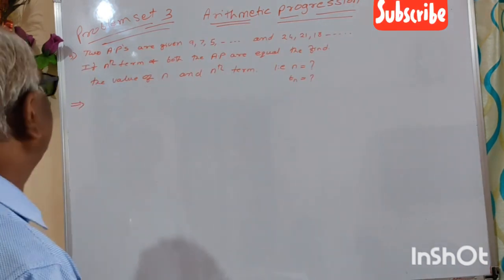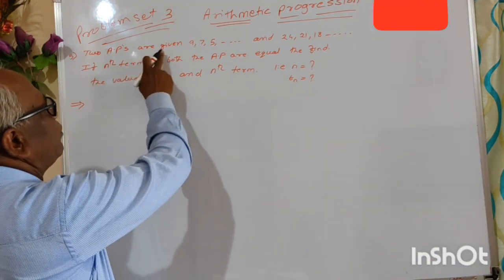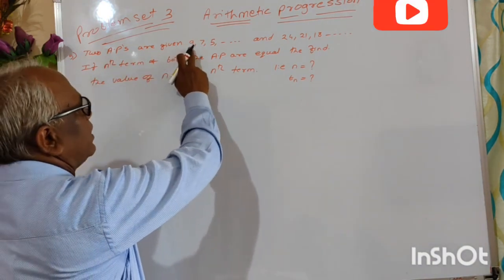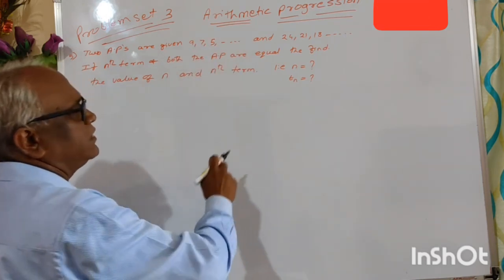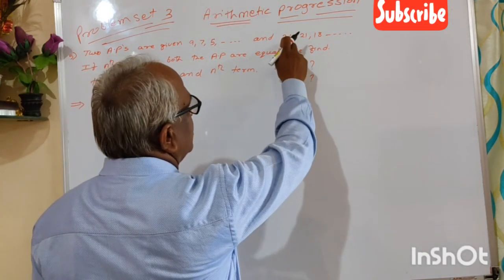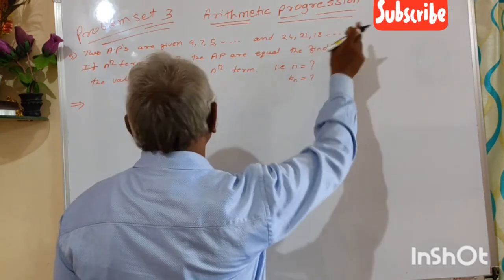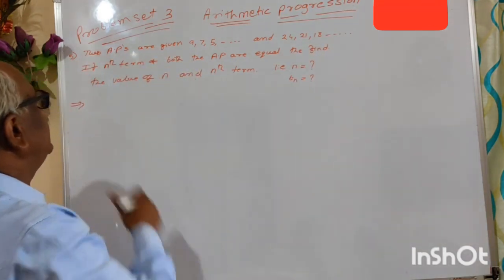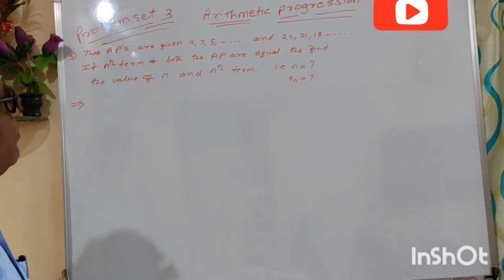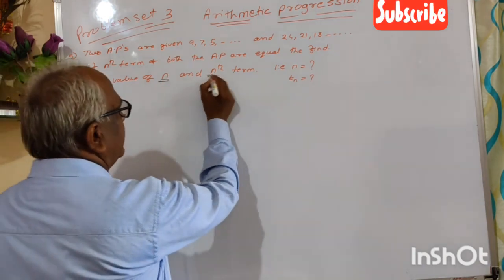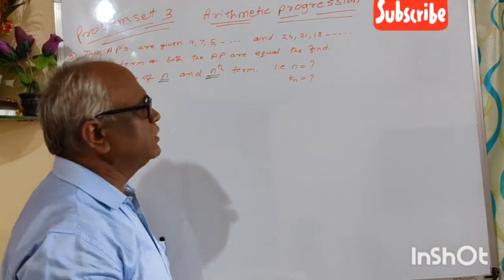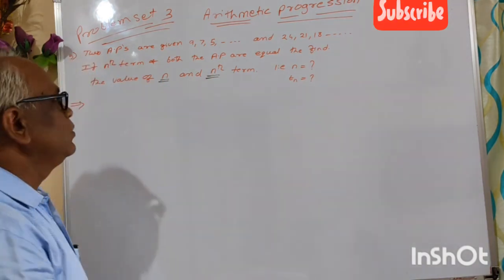Now fifth example, two arithmetic progressions are given. The first arithmetic progression is 9, 7, 5, and so on, and the second arithmetic progression is 24, 21, 18, and so on. If the nth terms of both the arithmetic progressions are equal, then find the value of n and the nth term. That is, n is equal to question mark and tn is equal to question mark.